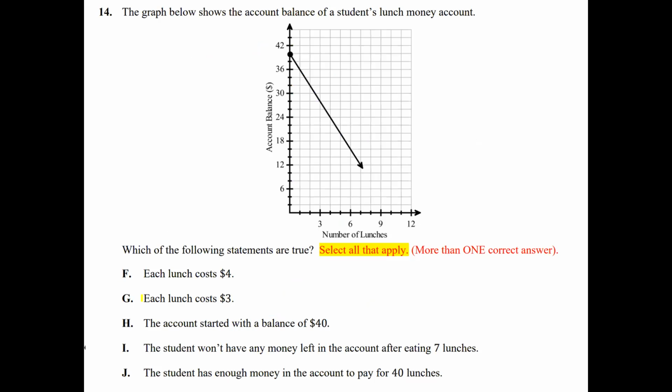All right, let's go on to number 14, you guys. So take a moment, and I want you guys to highlight the important part that I'm highlighting, especially the one where it says select all that applies.